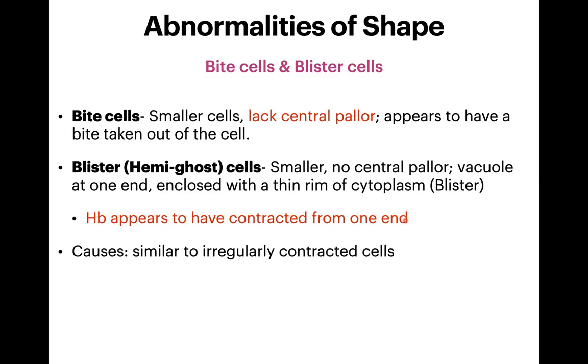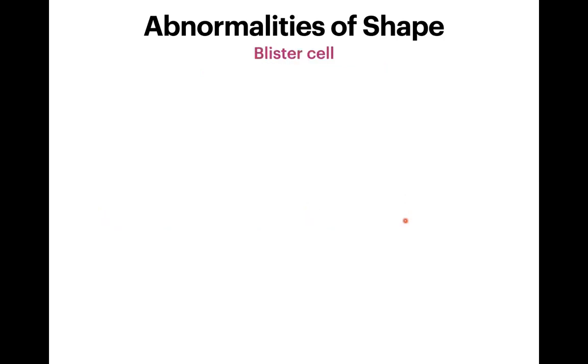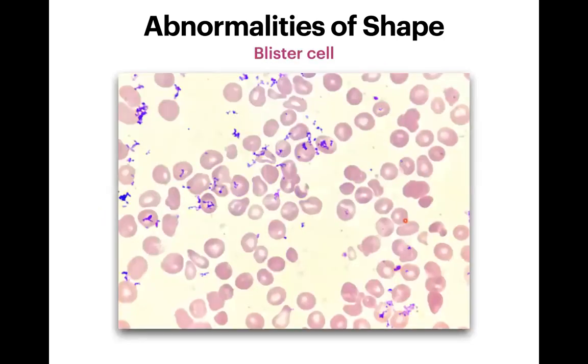So causes, like I said, oxidant damage, hemoglobin E conditions, and all these things, you can find similar to the irregularly contracted cells. So this is an image of a blister cell. This image I took from our case only. There are some stain deposits, but here you can see this one blister cell. The hemoglobin is concentrated at this end, and here you are seeing a vacuole which is covered by a thin layer of the cell membrane. So these are called blister cells, and they are suggestive of oxidant damage.